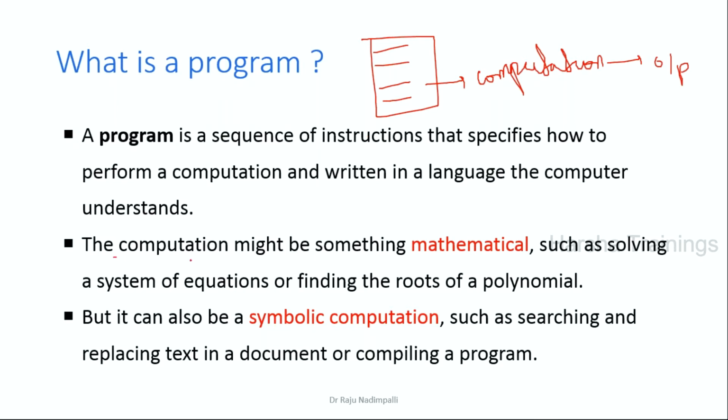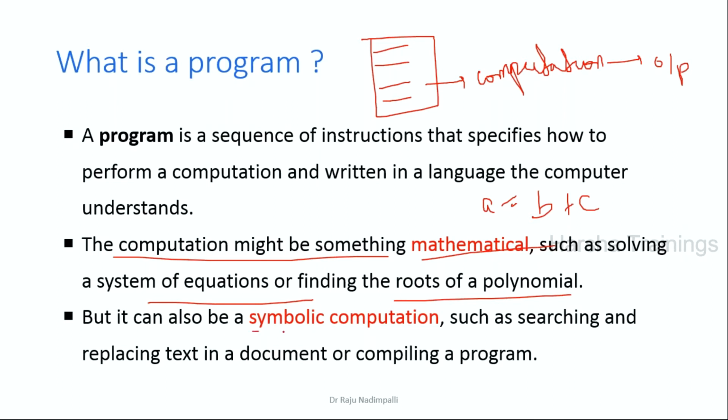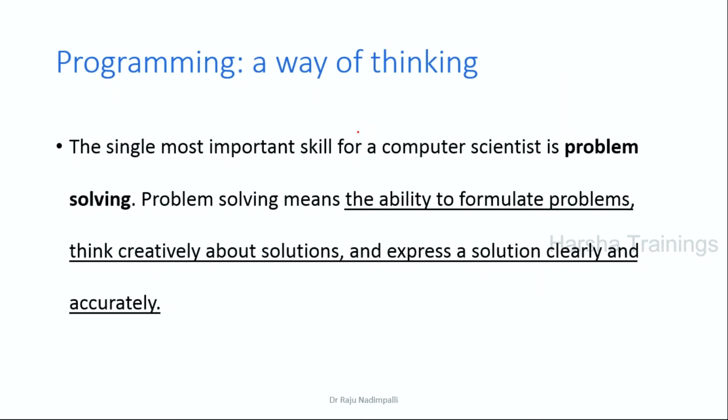Now, a computation might be a mathematical expression for solving a set of equations, finding the roots of a polynomial. I may write some sort of equation like a = b + c. This is a simple mathematical equation. A computation may be mathematical, or a computation may be a symbolic computation. That means, for example, I will open a notepad and search and replace a text. One important thing we must remember is programming is a way of thinking.